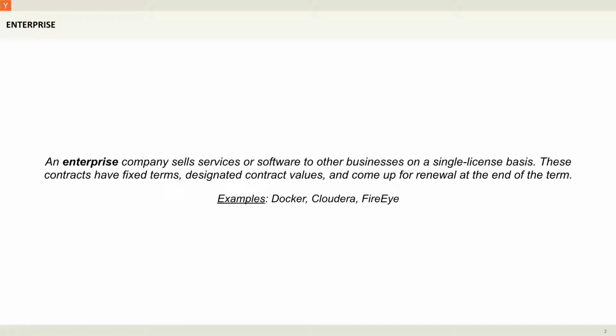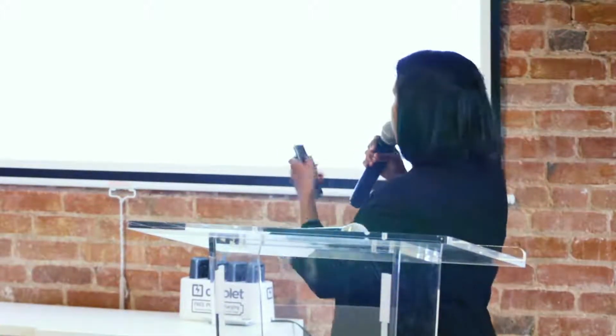So what is an enterprise business model? This is a company that sells software or services to a large enterprise. Pretty simple. Very few startups do that. I would imagine very few of you are planning to launch something from day one that sells to, say, Facebook or Google or Apple. Examples are Docker, Cloudera, FireEye. Even in the YC portfolio, there are very few that did that from day one. But if you're one of them that sells to large enterprises, you would characterize yourself in this category.